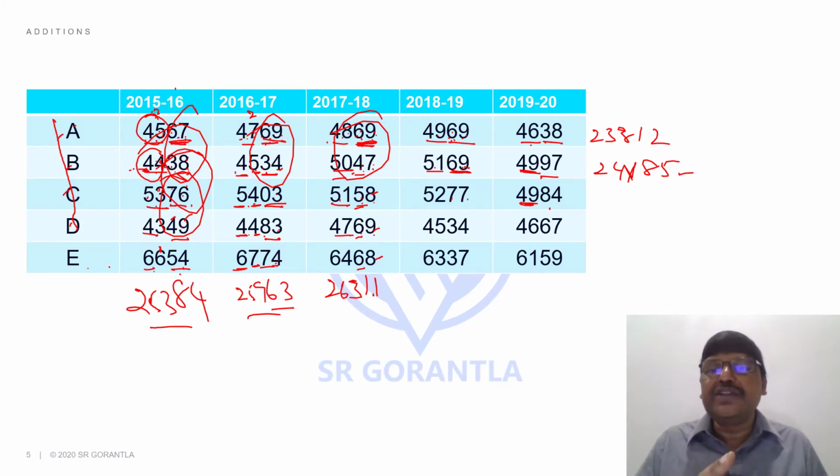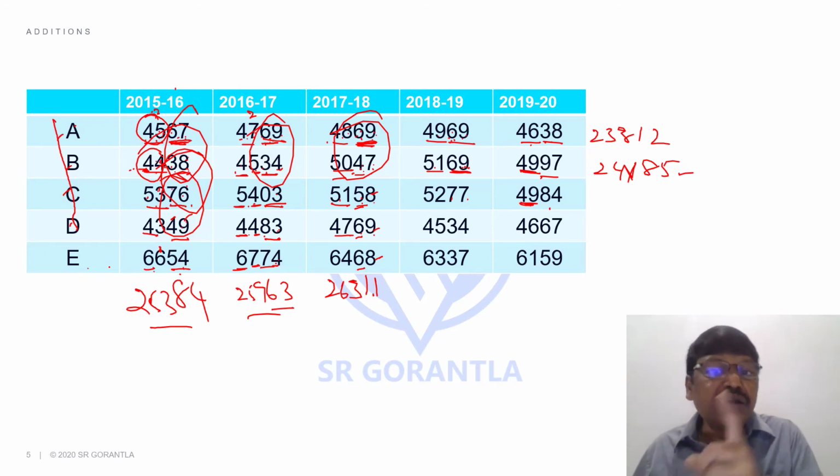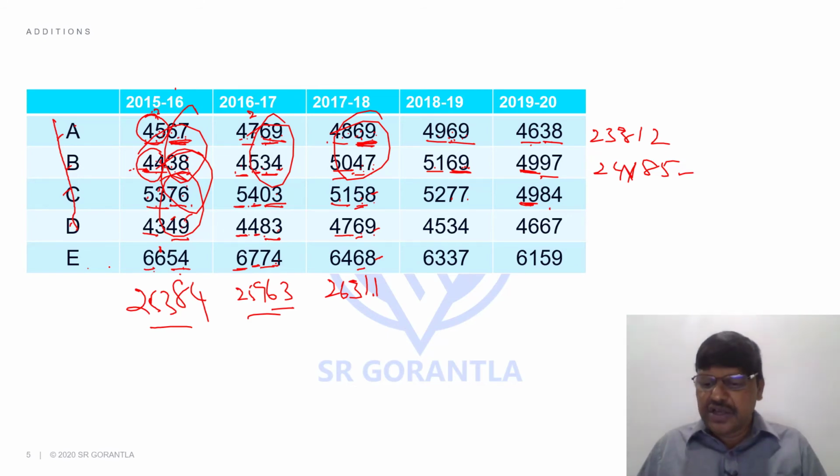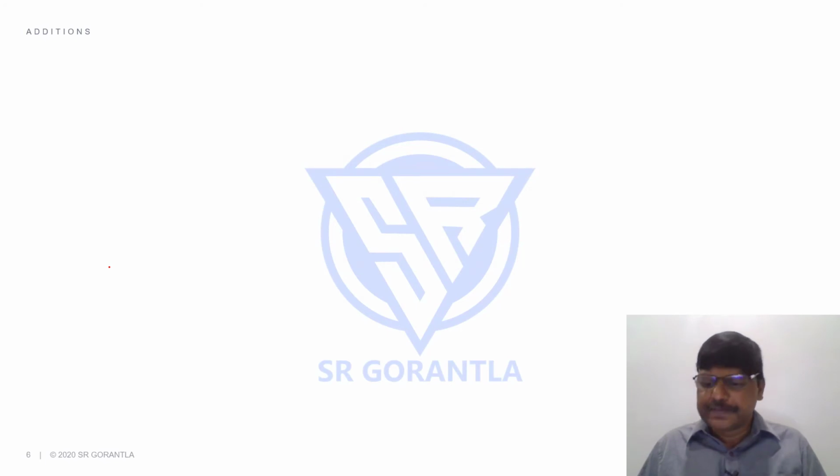So when you keep multiplying those numbers, you keep getting 2-digit numbers. You have to add those 2 digits, which means multiplication of 4 digits into 4 digits also you can do in a single line, provided you are good at addition, right? So please do practice this, students.